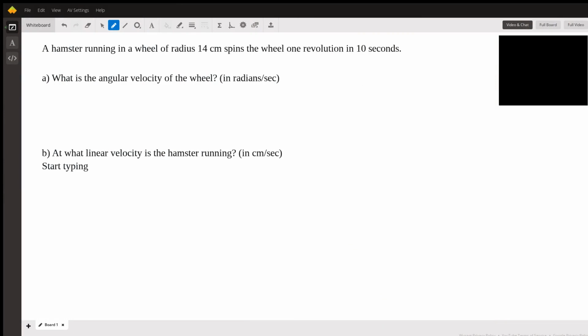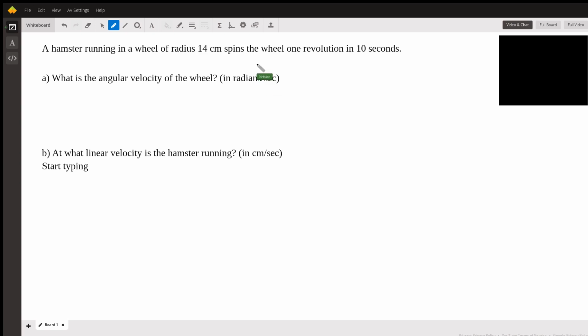This is a classic question from pre-calculus, and you'll see this routinely. When you see it for the first time, it can be a little confusing. But the angular velocity of the wheel, you want to know how many radians the wheel moves in 1 second. So that's all that's needed here.